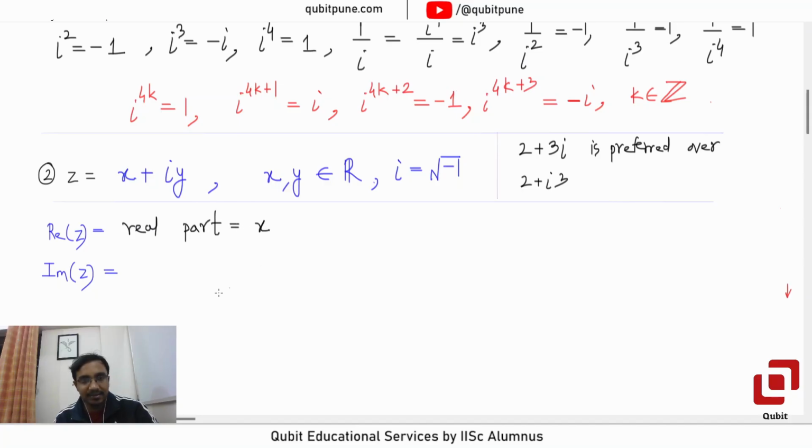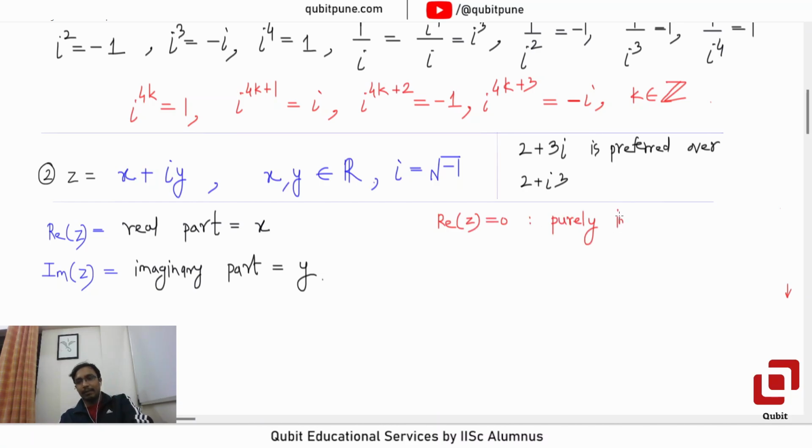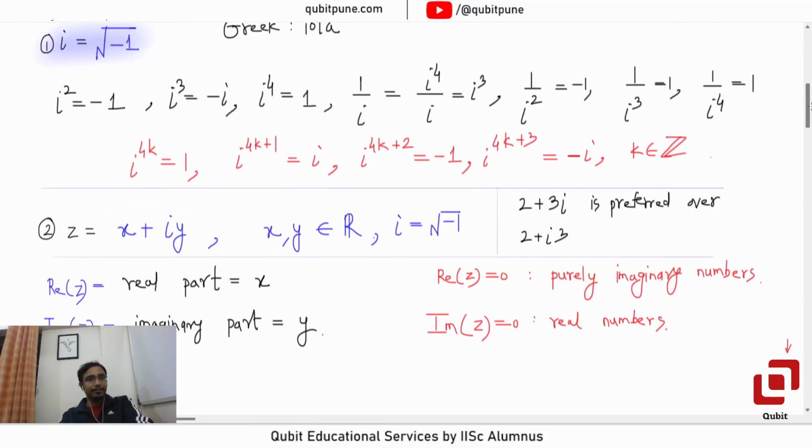The real part of z is always x, and what is the imaginary part? It is not iy, it is y. What do we call those numbers whose real part is 0? Purely imaginary numbers, correct? And what do we call those numbers whose imaginary part is 0? Of course they are real. Okay, definition clear, powers of i clear.